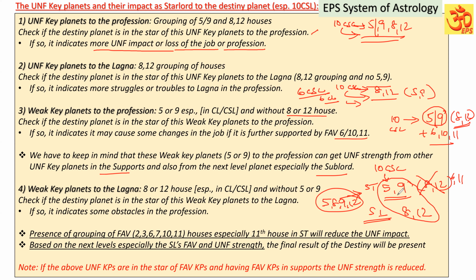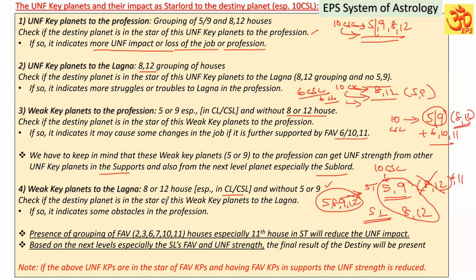That's what we discussed in the 7th stage. Following that, we can understand. So that is the third one. Suppose we studied the weak key planet 5 or 9 without 8 and 12. Now the weak key planet to the Lagna, 8th house or 12th house. Previously we discussed the unfavorable key planet to the Lagna, 8 and 12 grouping. Now, if either the 8 or 12 house is present in the star level, especially in CL or CSL, but without 5 and 9, so that only the 8th house or 12th house is present.